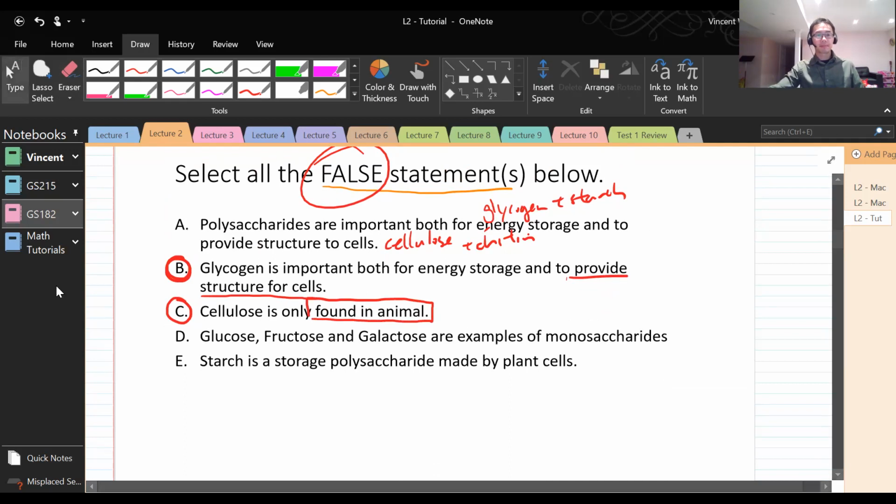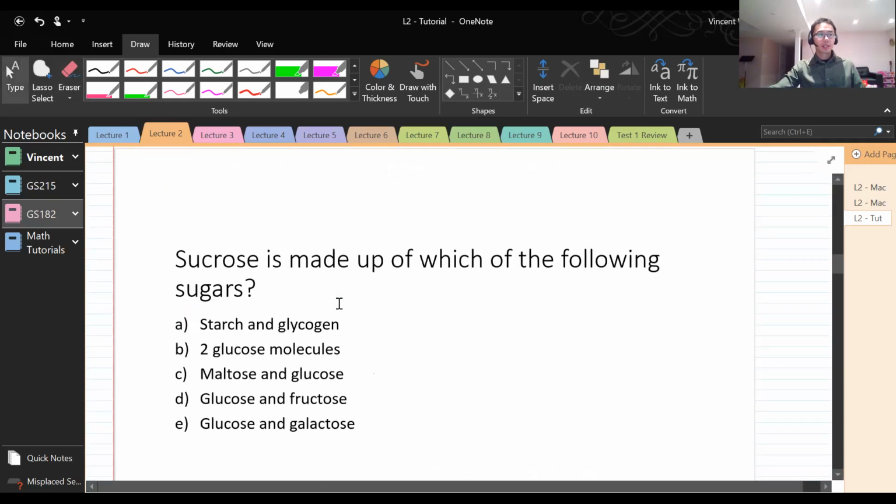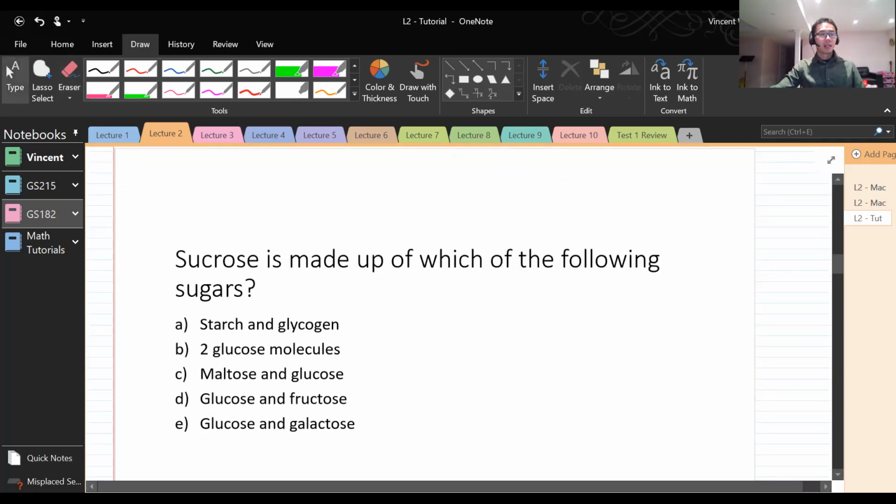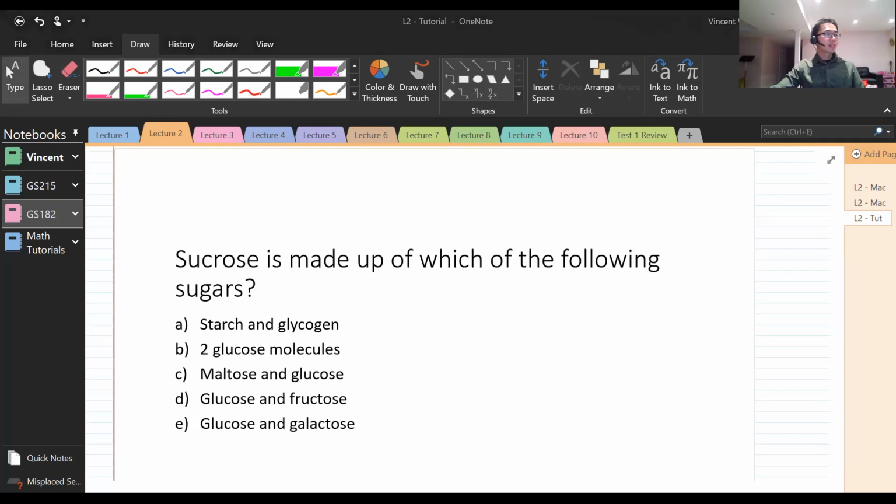Oh, okay. All right, let's try another one. Sorry, someone else? Does someone want to comment? Why was B false again? B, because glycogen does not provide structure for cells. Okay, cool. Thank you. All right, this one, I hope everybody gets it right. Okay. Go ahead.